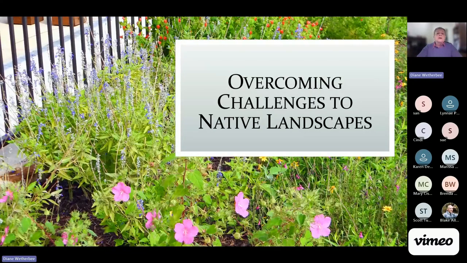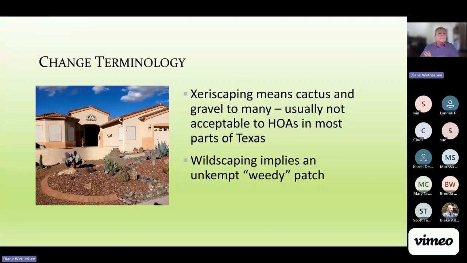So how do we overcome challenges to the native landscapes? Well, my first thing would be to change the terminology. Xeriscaping to a lot of people means cacti, gravel, things like this picture here. It's not usually acceptable to HOAs in most parts of Texas. There might be a few parts out to the west, but this is not a typical Texas landscape. It's maybe New Mexico, maybe Arizona, but not here. So I don't know of any HOA in our part of Texas, at least, that would accept this.